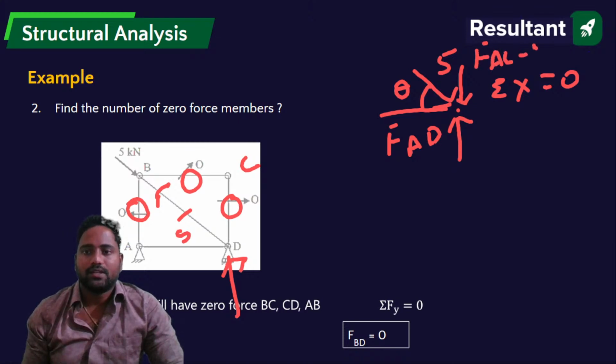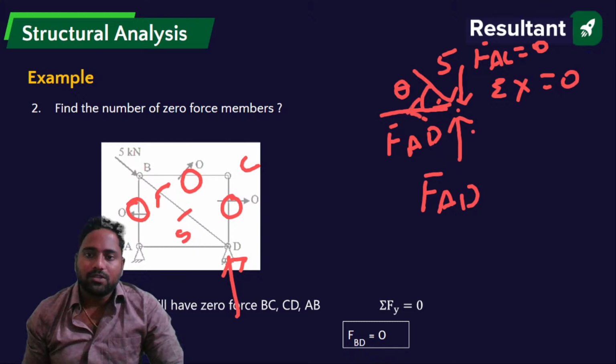FAC would be equal to 0. So our idea is to find out FAD and take summation of forces in x direction equals 0. I'll get FAD. I'll take it as away from the joint. So FAD is minus FAD, and this is towards the joint. It goes something like this.